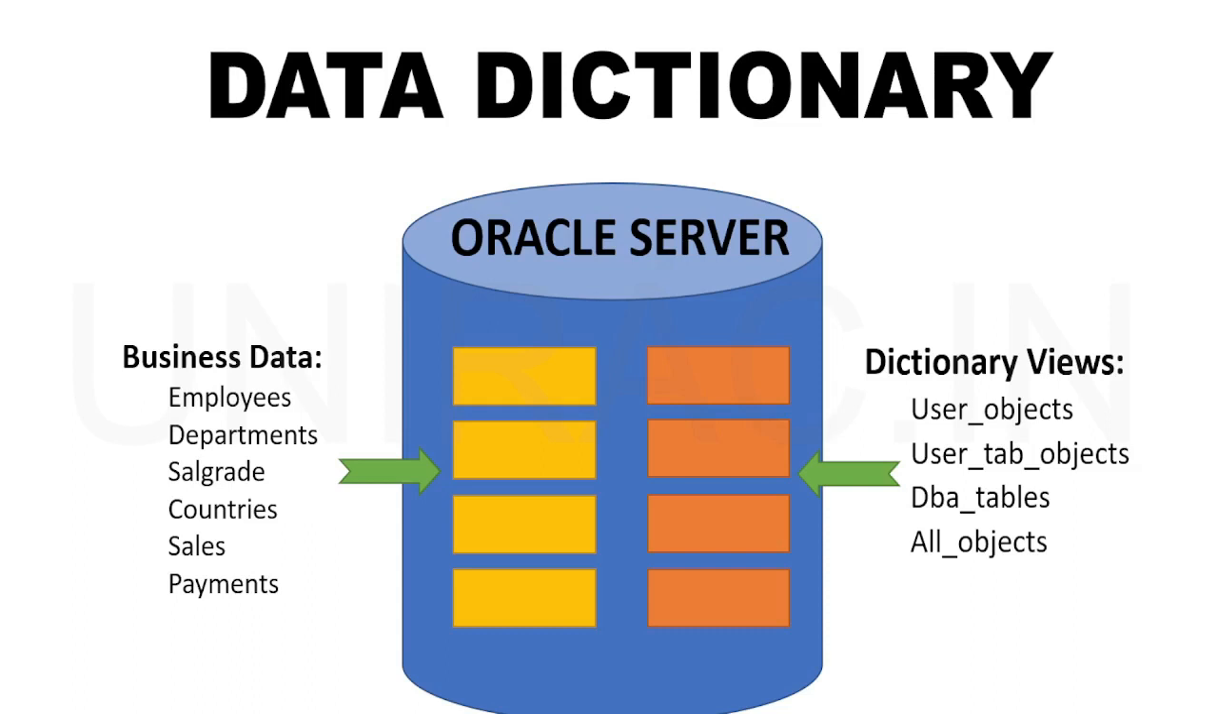So one is business data, one is dictionary tables. Dictionary tables always contain only system metadata. Metadata is nothing but information about your system, whatever the database changes are. It could be parameter changes, tablespace information, table information, user information, performance stats. Those are stored in your dictionary tables.